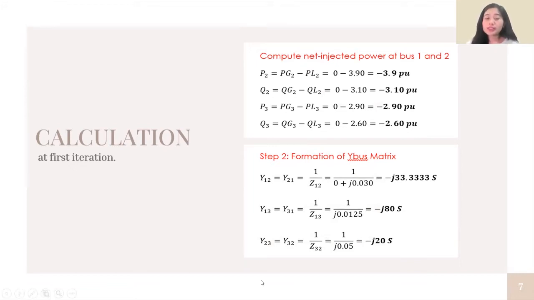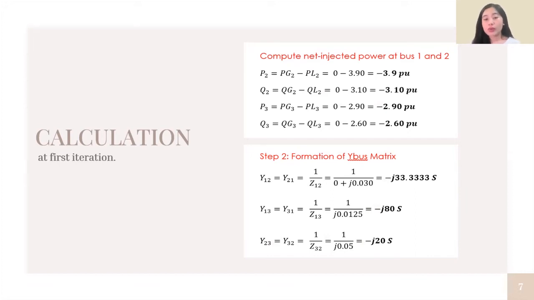So as you can see here, alam naman natin na ang Y12 is equals to Y21. So reciprocate natin yung ating value ng impedance ng line 1, 2. So that's basically 1 over 0 plus J0.030, and it will be equivalent to negative J33.3333 Siemens. Okay, so you can get your calculators. Pwede kayo sumabay sa akin. You can just pause this video and we can move on to computing. So you can also check kung tama ba yung pagka-compute ko because maybe I have typed written wrong, but our final answer will be derived or will arrive to similar if compare natin ang GS at NR. So I assure you that.